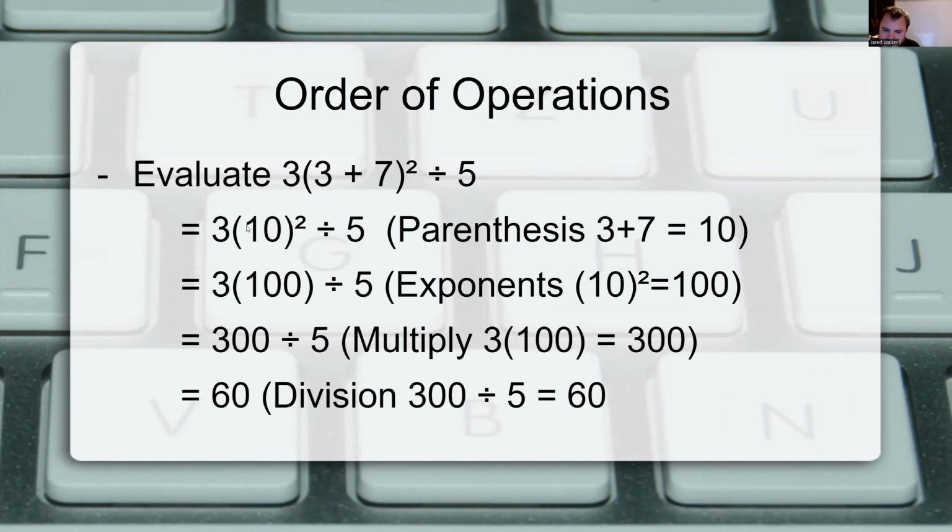So what will we do next? We've done P, parentheses. Now we go to E, which is exponent. So solve what the exponent is, ignoring everything else around it. What's 10 squared? Remember, 10 squared is 10 times 10, which gets to 100.